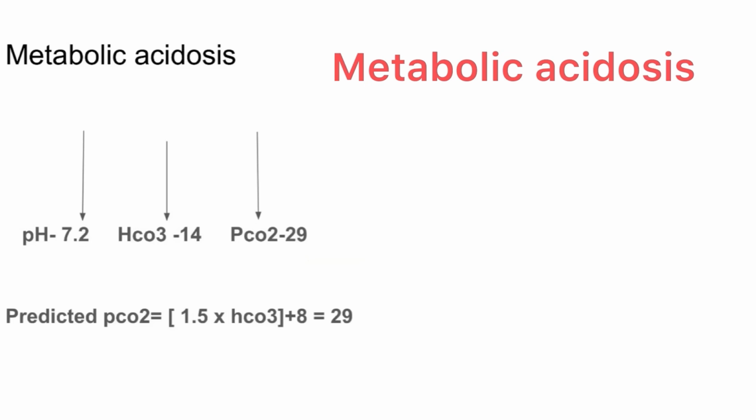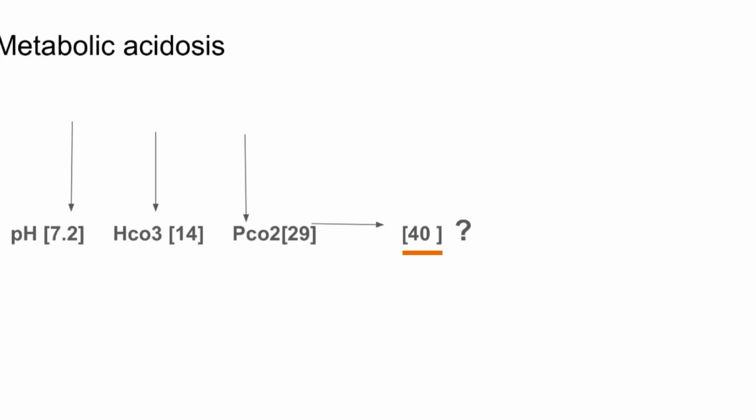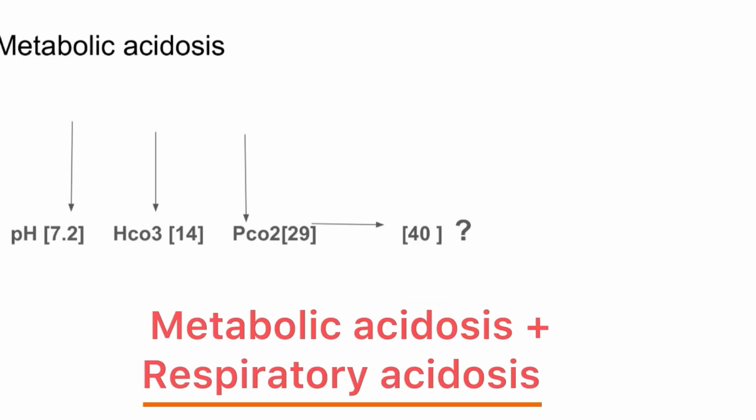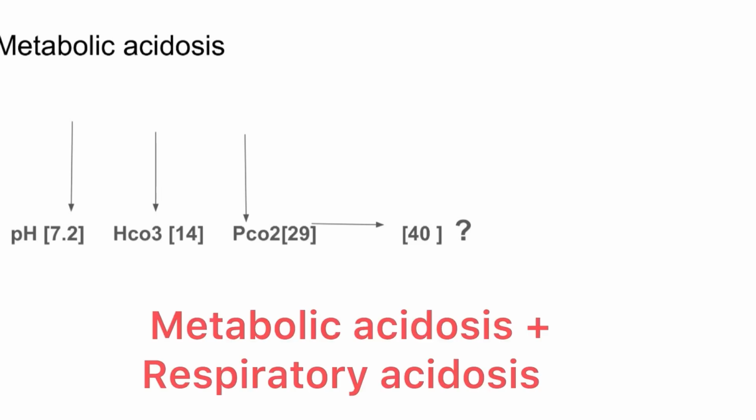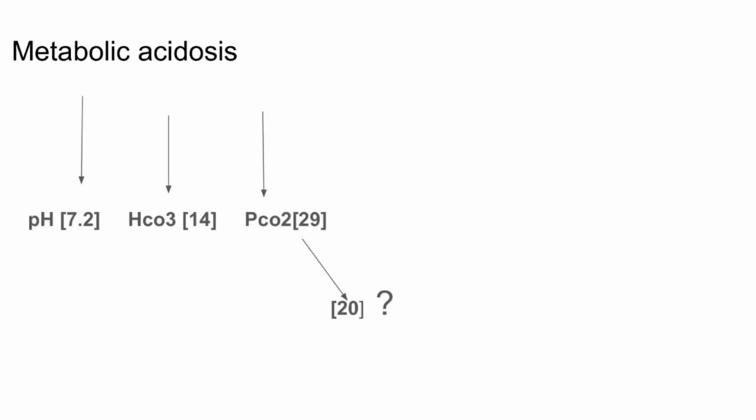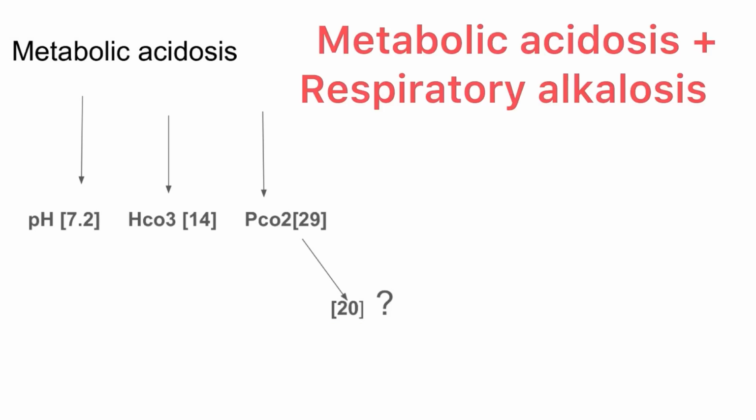But if you see a PaCO2 that is higher than expected, for example, if the value is 40, then the patient has an additional respiratory acidosis also. So in that case, the patient has metabolic acidosis and respiratory acidosis. And if the PaCO2 is lower than expected, like 20, in that case, the patient has an additional respiratory alkalosis also.